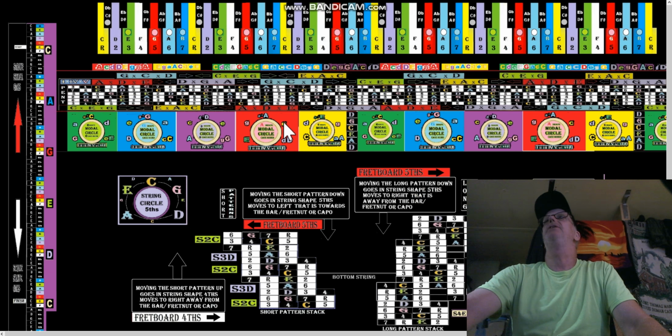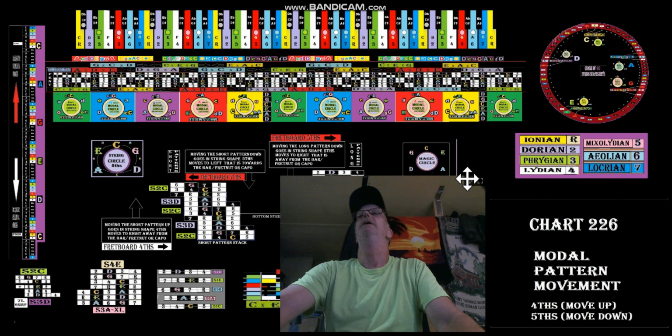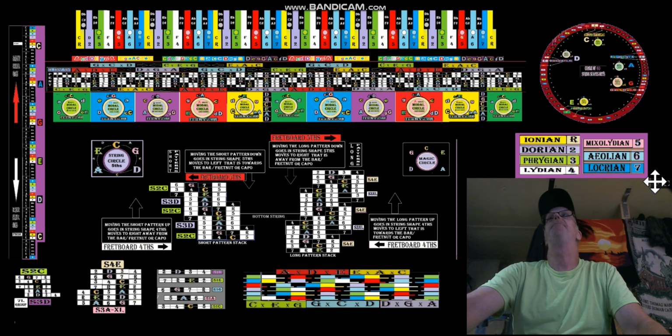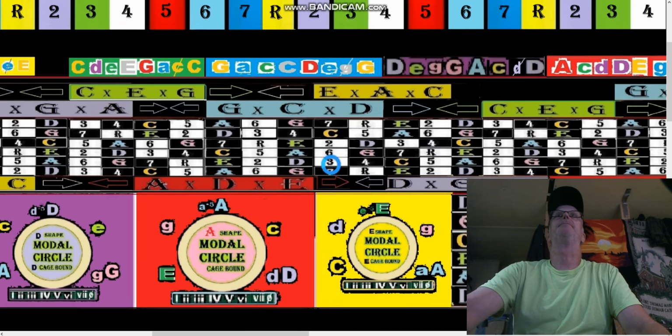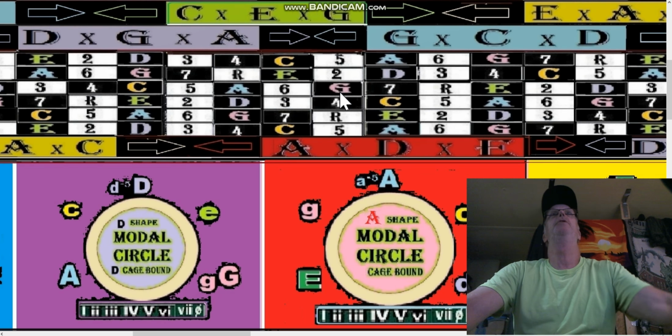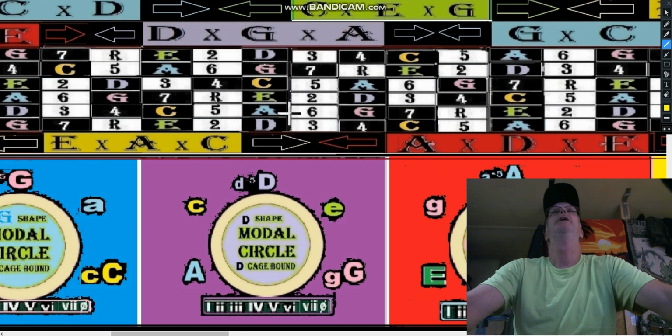And like I say, I've said this in the past with the modals. If I get into them, sometimes we get into trouble. So this is modal pattern movement. Fourths move up, fifths move down. And in this particular case, we're looking at moving things up and down with the bottom string as our base.